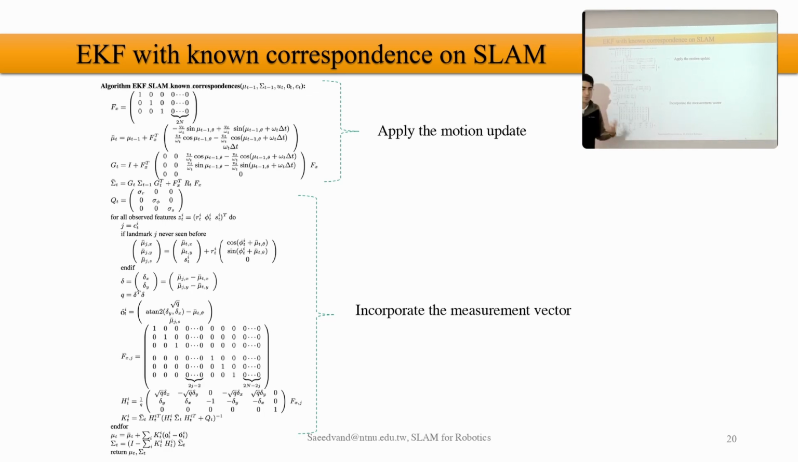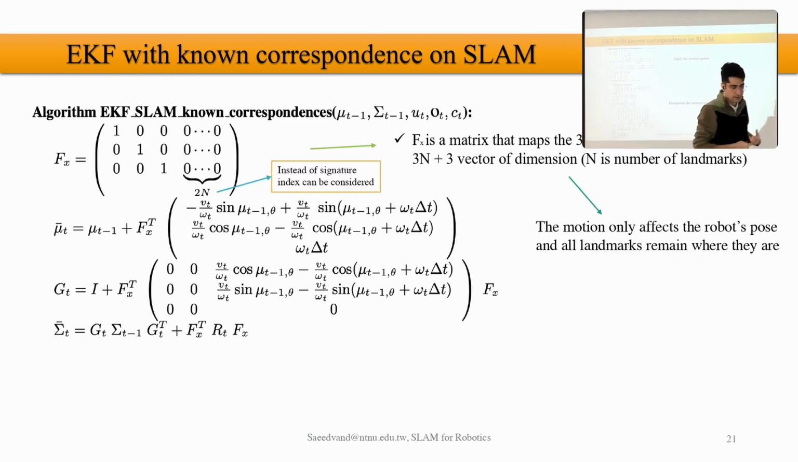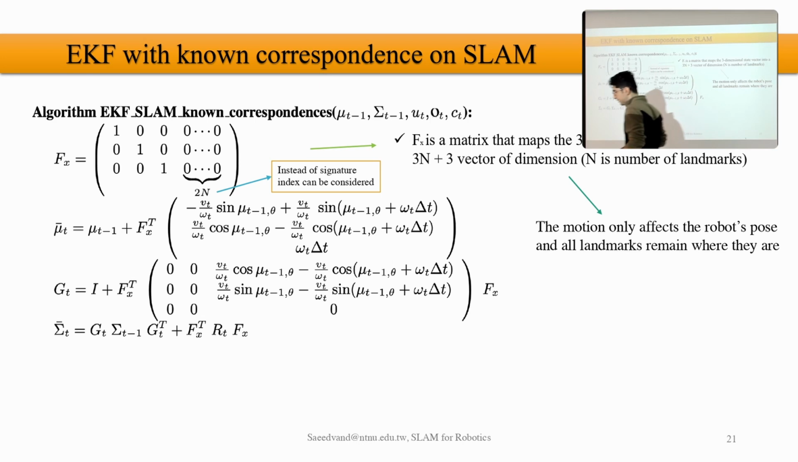That this time we have a measurement vector. It means that we're going to consider all the landmarks in the form of a matrix. Let's have a look. How does it look? So we have the Fx matrix that is mapping the 3-dimensional state vector into the 3N plus 3 vector that we discussed. But if you look at the book, it's stated as 2N over here, because as I said, you can consider the xy as the pose and use matrix indexing in order to access the data. Then what we have here, we have the same calculations.